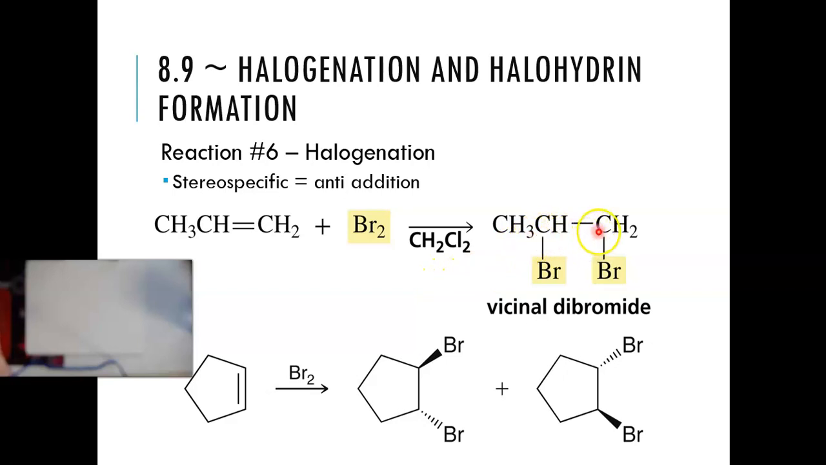We're going to add a halogen to each of our vinylic carbons. So our double bond carbons are going to bond to the halogen. And so this is a dibromide because it has two bromines in it.